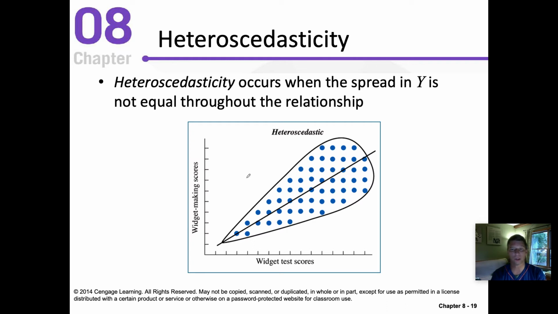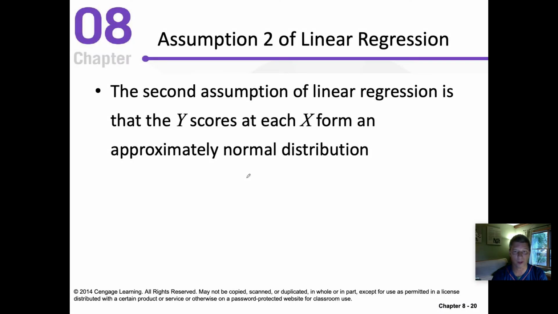This occurs when the spread in the y values is not the same throughout the relationship. Obviously, it's much different for big values of x here as opposed to little values of x. Now, the second assumption of linear regression that we have to make in order to get this to work is that the y scores at each x form an approximately normal distribution. In other words, most of them fall right around the mean, and fewer of the y scores fall at greater distances from the mean value of y.